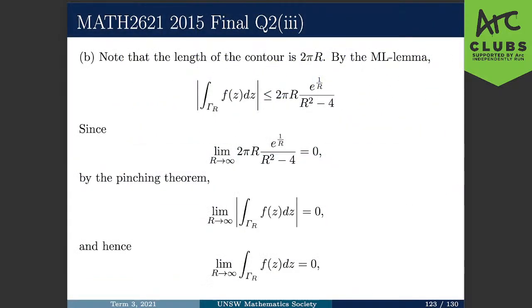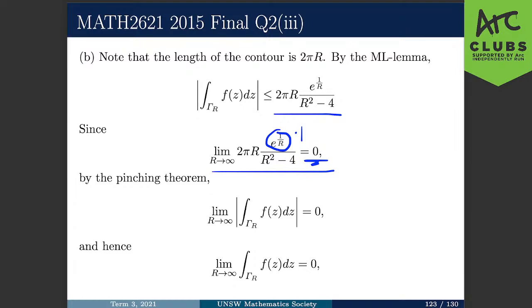Okay, so if we use the ML lemma, we get this, and all we need to do now is take the limit as r goes towards infinity. This should be obvious because when r goes to infinity, 1 over r is just 0, and so this thing here is just 1. And so essentially we're just calculating the limit of r divided by r squared minus 4, which we know from first year calculus should be 0, because the denominator has a higher power. So that's going to 0.